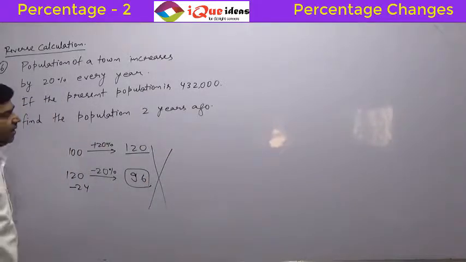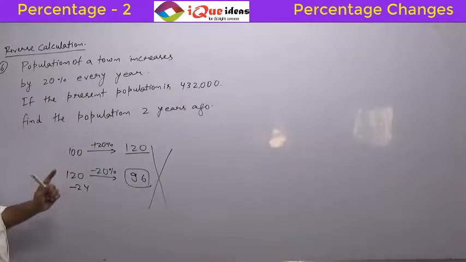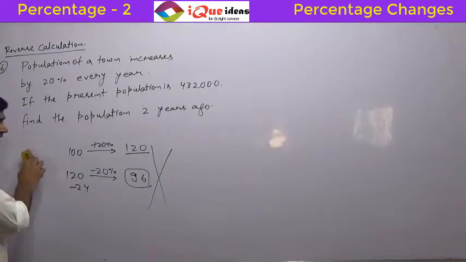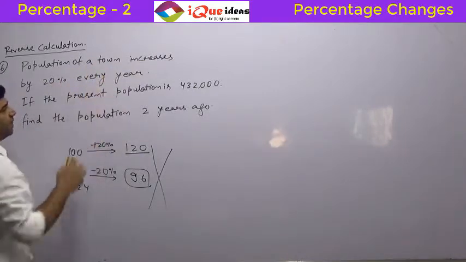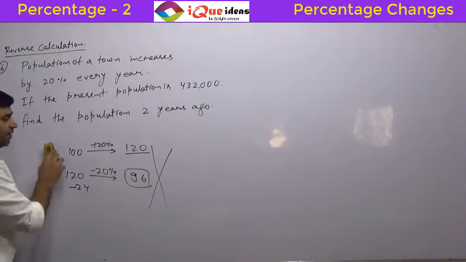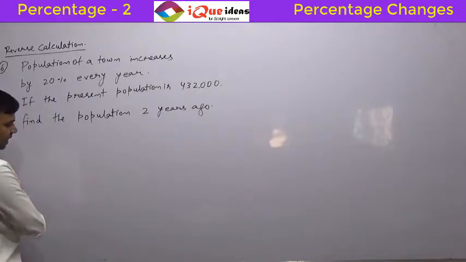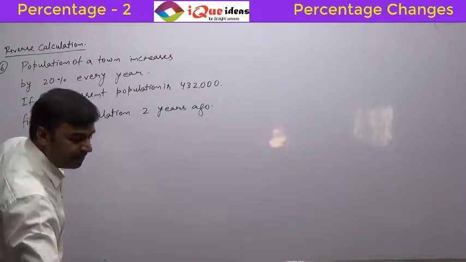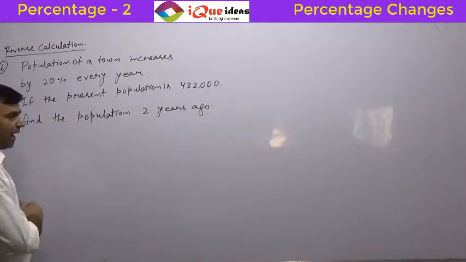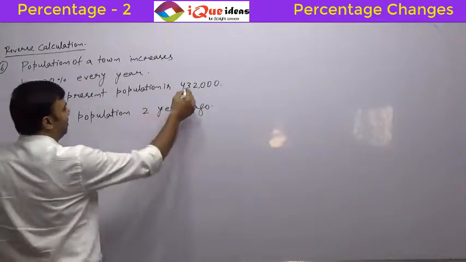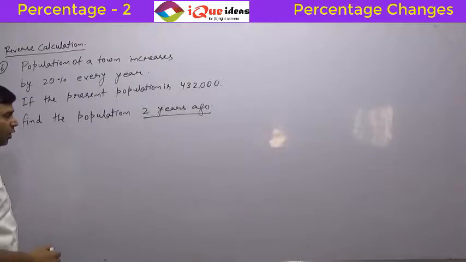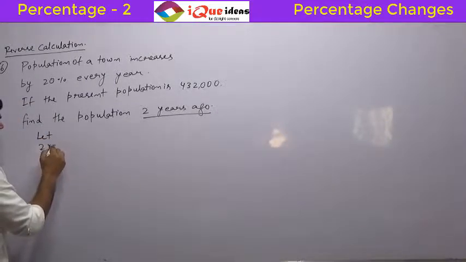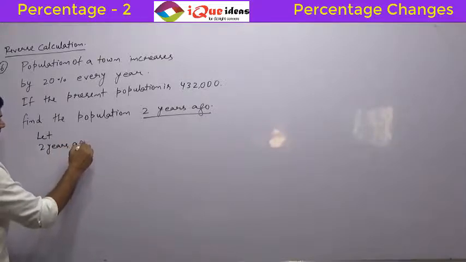Then how do we do that? Let's see. As I said, percentage calculation can be done only in the forward direction or the way they are mentioned. So here it says the population of a town increases by 20% every year. That means we can assume the population of the town of a certain year and then we can go on increasing. We cannot go backward. Let's do one thing. Here the present population is given and we want the population 2 years ago. So let's assume that 2 years ago the population was 100.